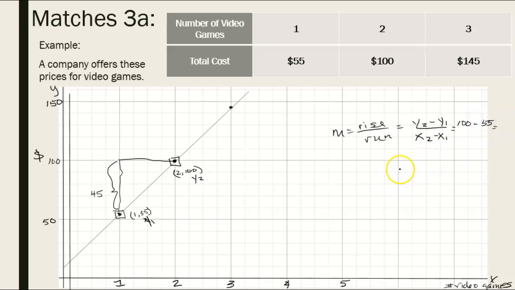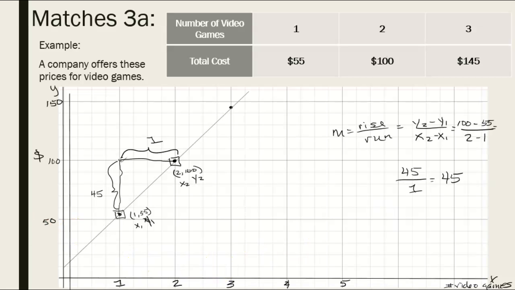And that is how I got that 45. Okay, now x2 minus x1. My x2 is this one here, that's the 2, and my x1 is 1, so this is 2 minus 1. And of course you can see that according to my scale, the difference between this point and this point horizontally is just 1. So this is 45 over 1. So my slope is 45 on this one.